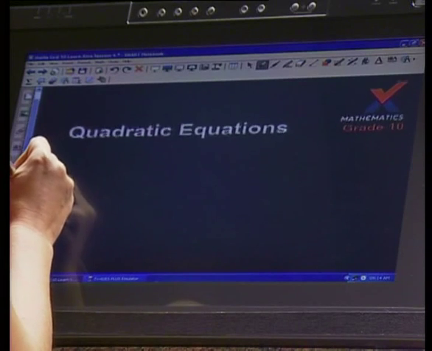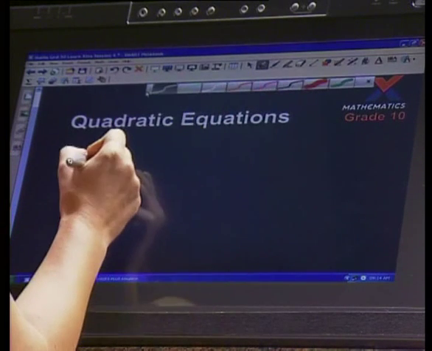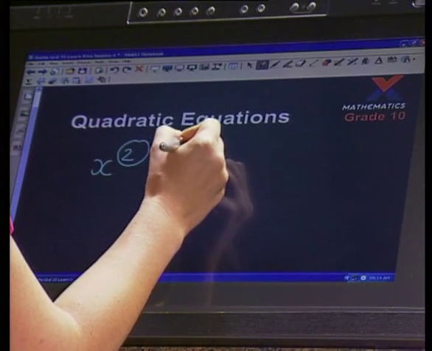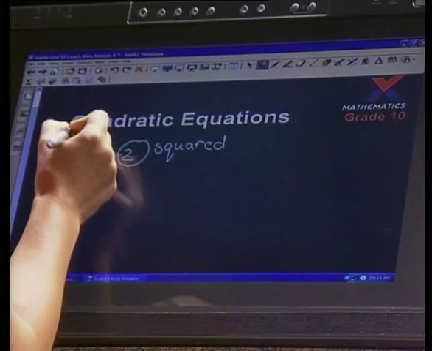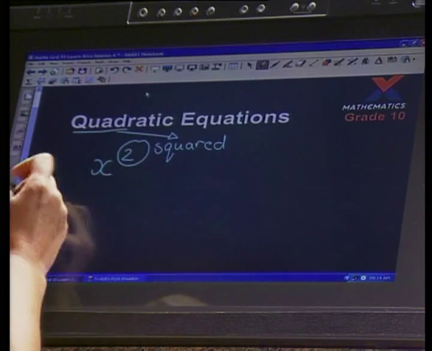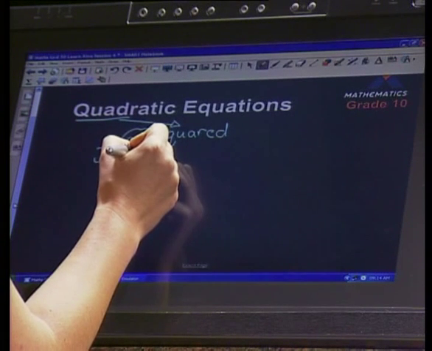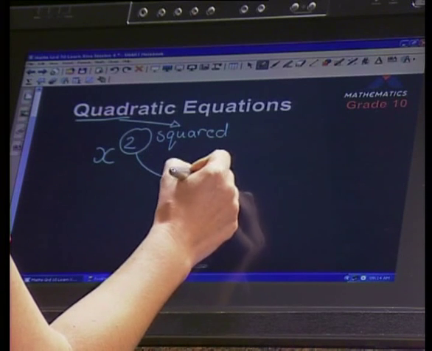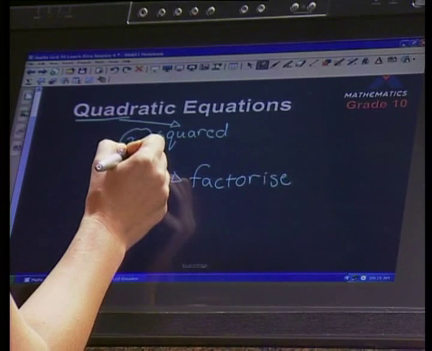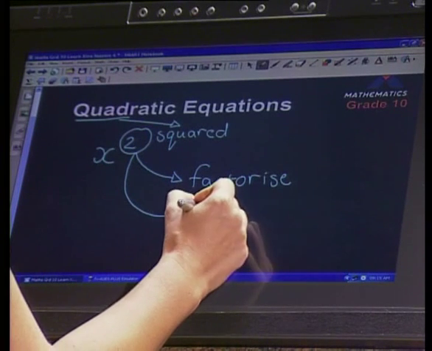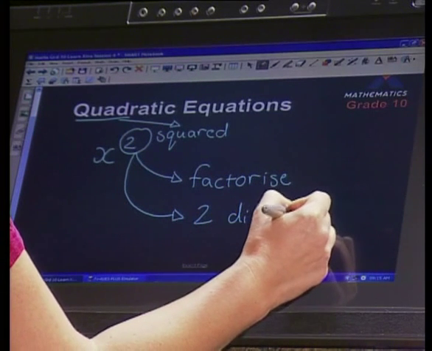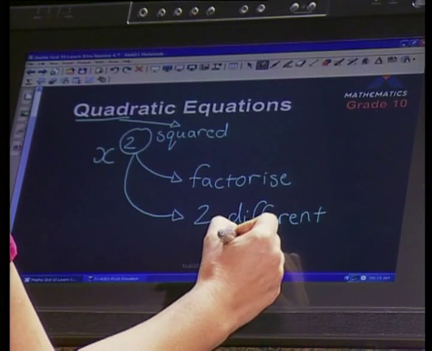Okay, quadratic equations are when you have an x squared. Remember, squared is like a quad, so that's what gives you the clue. So quad, squared, that's how you know that you have to do quadratic equations. In order to solve a quadratic equation, you are going to need to factorize. So whenever you see a squared, you know you need to factorize. And once you have factorized, you'll find that you'll have two different answers at the end of it. This is normal. Sometimes your two different answers do equal the same number, and that's okay as well.